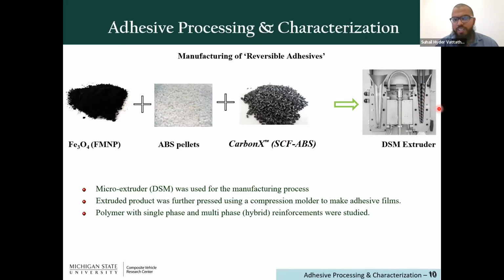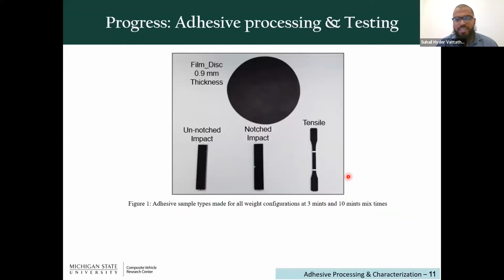Once you feed this mixture, it gets ground by these twin screws at the melting temperature, so you get a molten mixture as an end product. This molten mixture is taken into a compression molder or a die to make the required shapes. For instance, here you have a notched impact coupon, for impact testing.